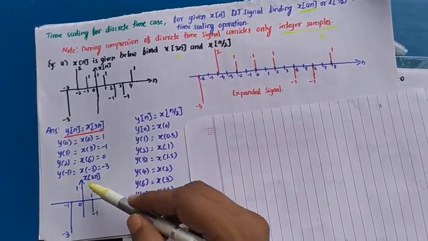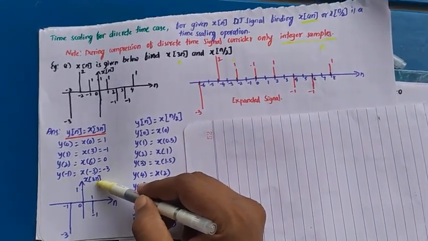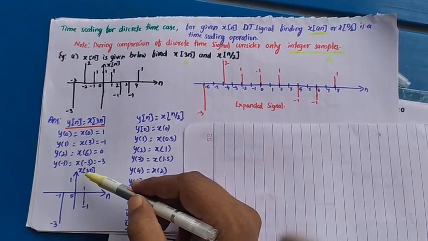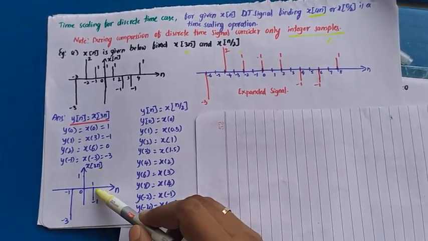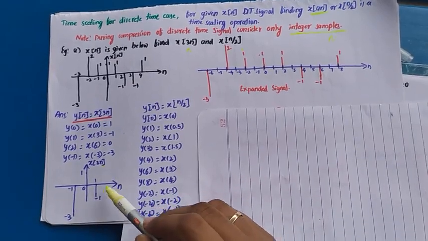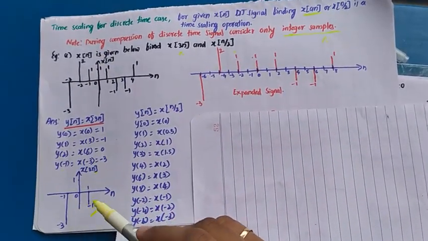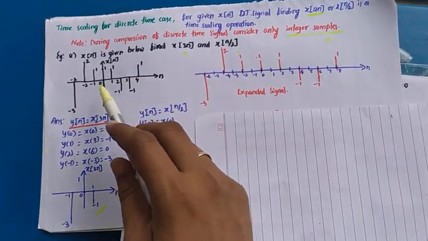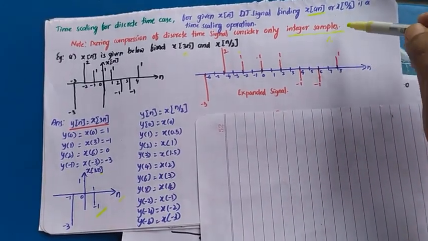So you can draw it, that is y of n, that is x of 3n here. You can see here in this graph, at 0 it is 1, at -1 it is -3, at 1 it is -1, that's it. Okay, so this is a compression of the original signal. We will not be seeing all the values of n here in the compressed signal, that is the major note.